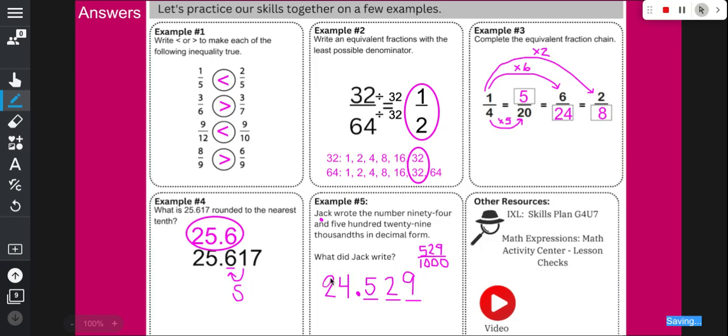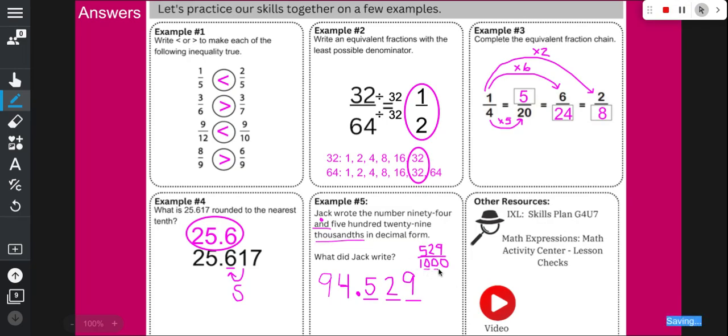Let's change that. That should be a 94. Let's erase and make it even better. All right, we have a 94. And the word "and" meant decimal point, 529. So if I write 529 and then I write the place value amount, 1,000. So I put it over 1,000.